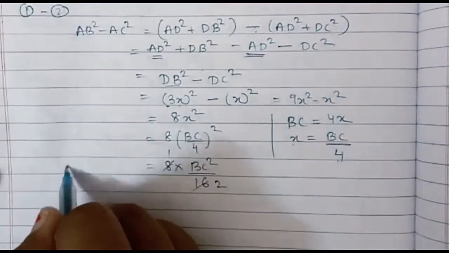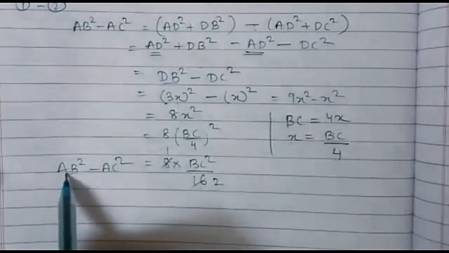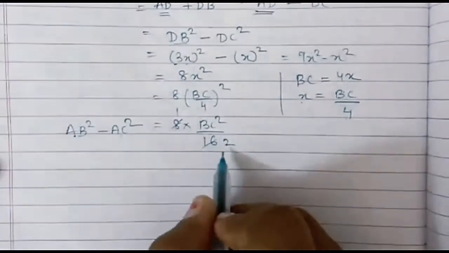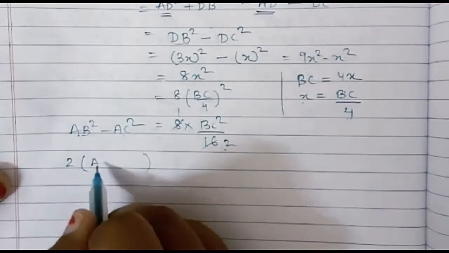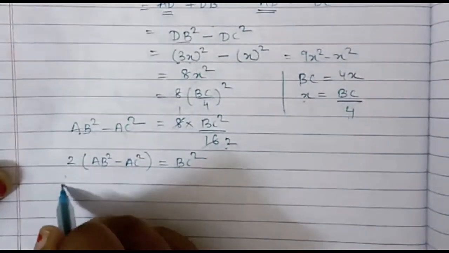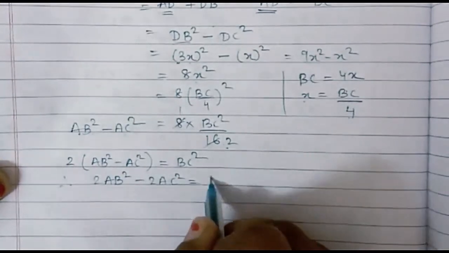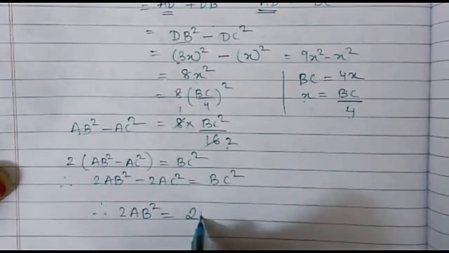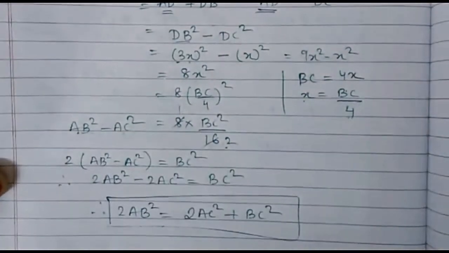So we got AB square minus AC square. This was the main question, right? So AC square minus AB square minus AC square is BC square by 2. As this 2 is in division, it can go in multiplication on the opposite side. So we will get 2 into AB square minus AC square is equal to BC square. Further, when we open the bracket, we will be getting 2AB square minus 2AC square is equal to BC square, and hence 2AB square is equal to 2AC square plus BC square, and hence the required result is proved.